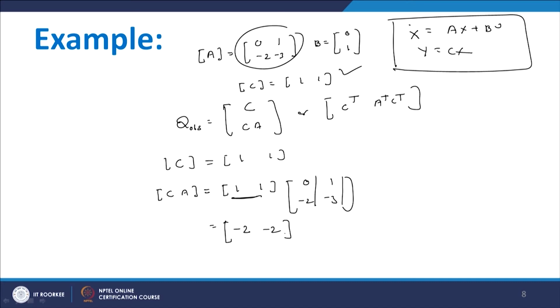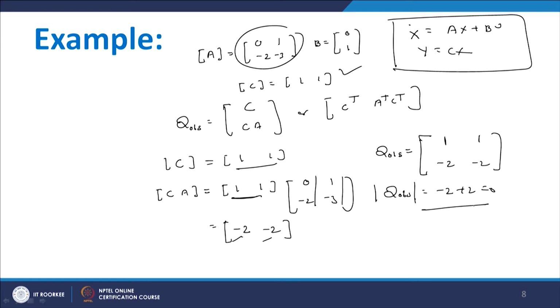So, for checking the observability we have got C, we have also got CA, and therefore we can write the observability matrix as [1 1; -2 -2]. Now we determine the determinant of this matrix, and it is 0. So, from this example we find that the determinant of this observability matrix is 0, that means the rank falls. In other words, this particular system is not observable.